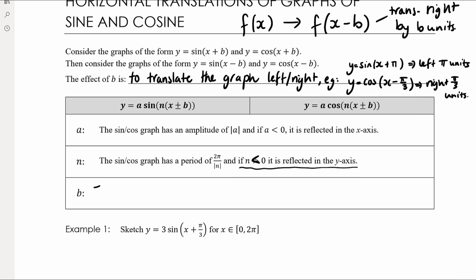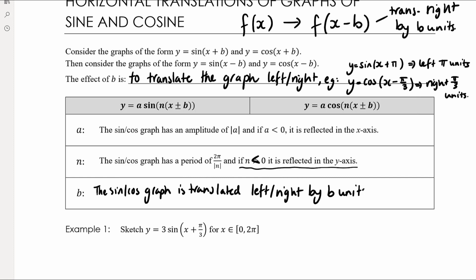Okay, b: the sine or cos graph is translated left or right by b units. In terms of identifying the left or right, I would refer to the example I've given up here. Adding a number moves to the left by that many units, subtracting a number moves to the right by that many units. So as I said, the n value needs to be factored out if you're going to correctly identify the horizontal translation.